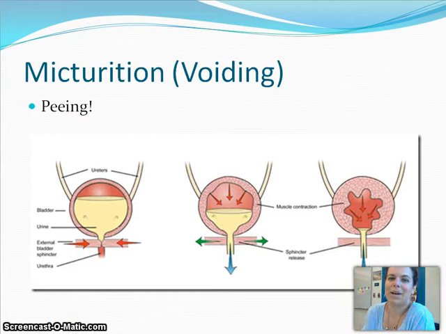When you pee, it's called micturition. It's a technical term. And so what happens is your bladder sphincter will open, and your bladder muscles will contract to expel the urine.